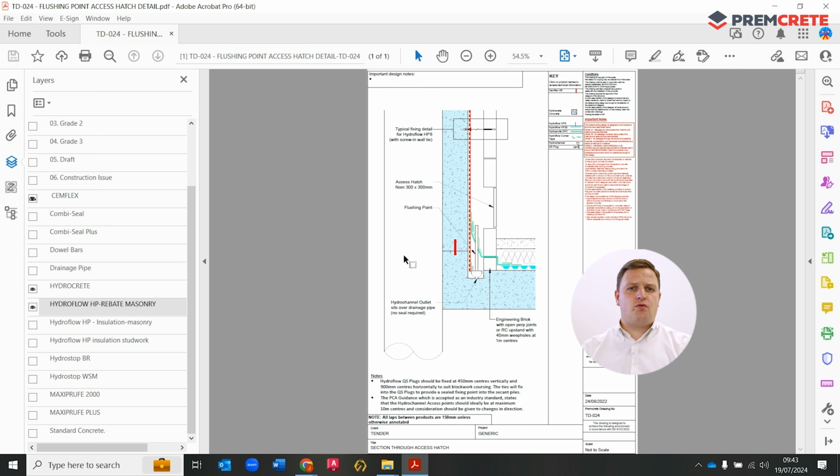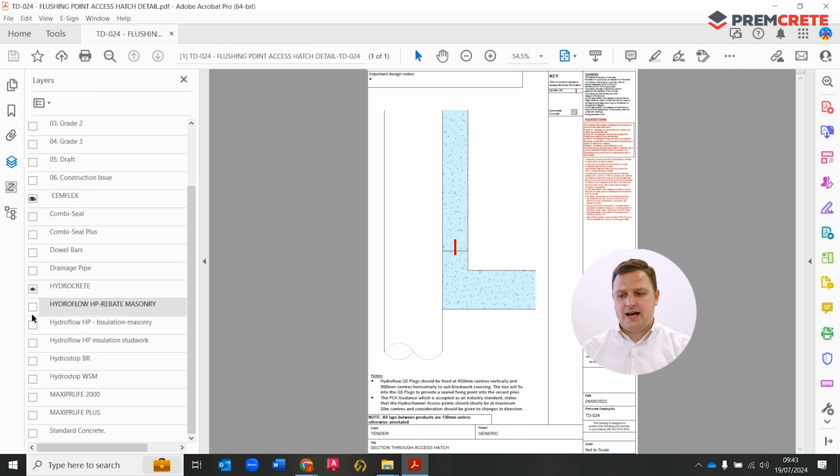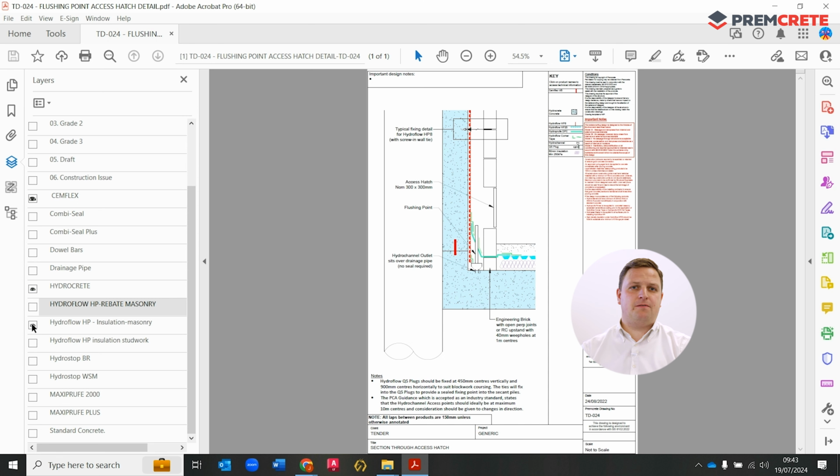Let's assume we don't have a rebate that can be installed to the perimeter. At the end of the day, it can be a challenge from a structural engineer's perspective to detail this. So by turning off this layer and turning on the Hydroflow HP layer, which incorporates an insulation above the basement slab, this still achieves the same result, whereby the Hydroflow HP20 is installed above the insulation and is still at a higher level than the perimeter drainage channel, which is installed on top of the basement slab.